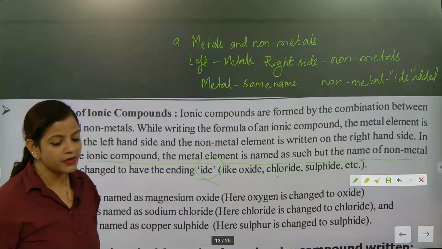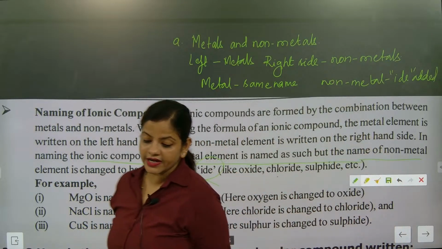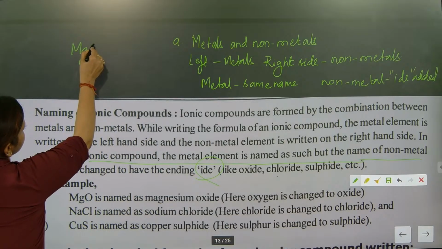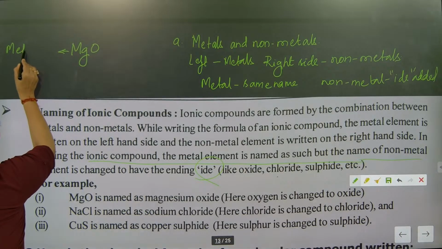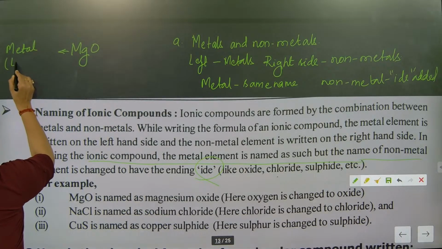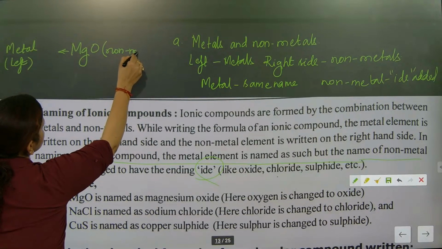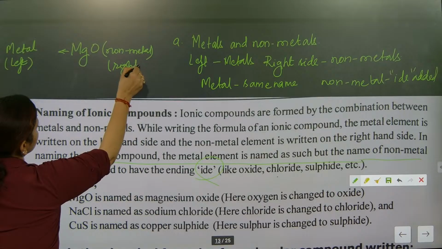Can we check metal and non-metal? Now let's see one example. When we are writing an example, check magnesium oxide. Magnesium oxide. So magnesium is what, beta? Metal. And it is placed at the left side. Oxygen is non-metal. It is placed on the right side.